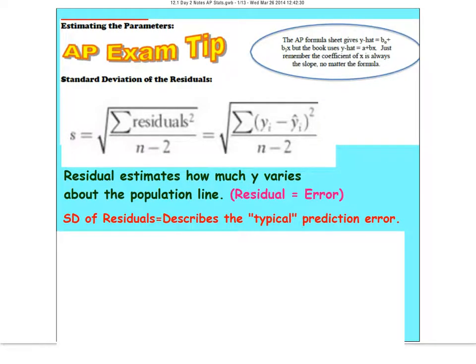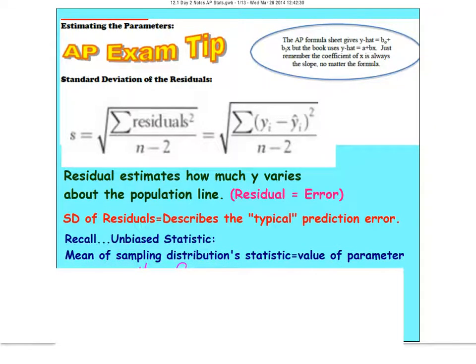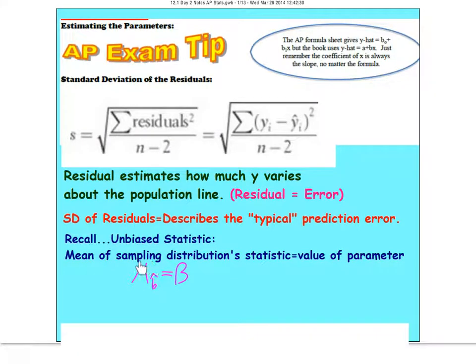Another thing to quickly recall about this, though, is what unbiased statistic means. Remember, unbiased means the mean of the sampling distribution statistic is equal to the value of the actual parameter. So in this case, if I were to take the means of all of the slopes, if we're thinking about our test data, the mean or the average of all the slopes in that sampling distribution, which is this right here, should be close to the true population's slope, which we define as capital B or beta.